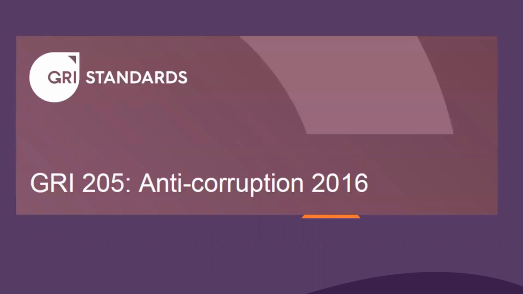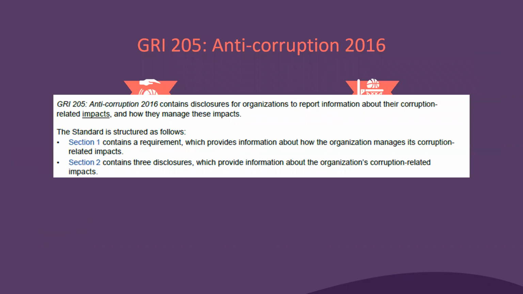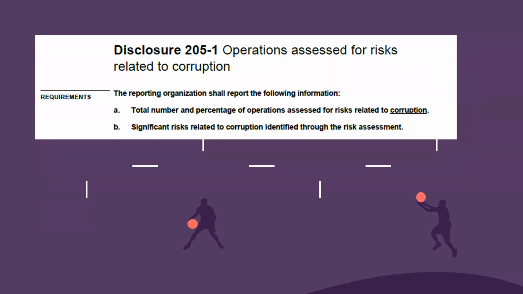Next, we have GRI 205, Anti-Corruption, also released in 2016. It contains disclosures for organizations to report information about their corruption-related impacts and how they manage these impacts. So Section 1 provides information about how the organization manages its corruption-related impacts. And then Section 2, yung mga required disclosures. So operations assessed for risk related to corruption. So total number and percentage of operations assessed for risk related to corruption. Significant risk related to corruption.